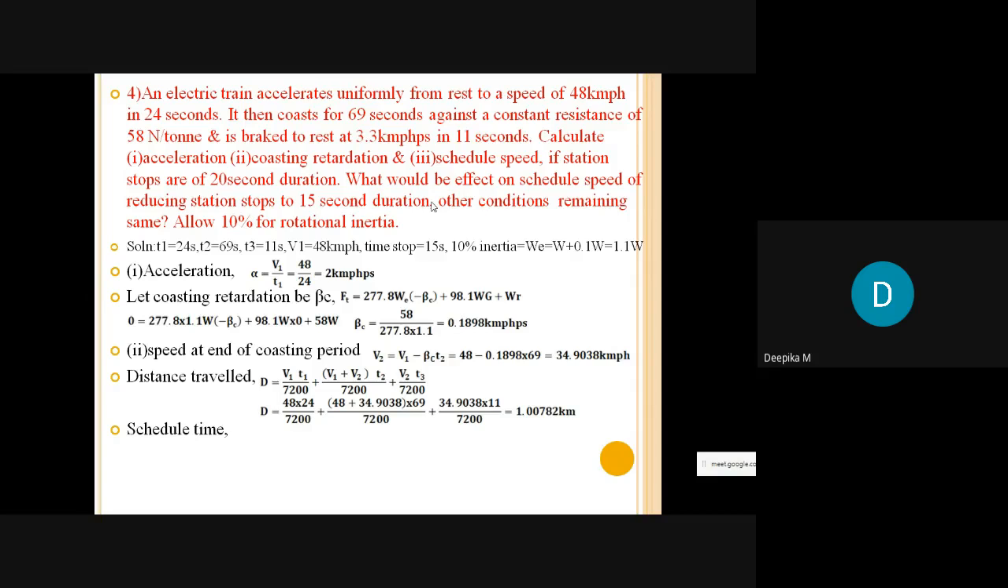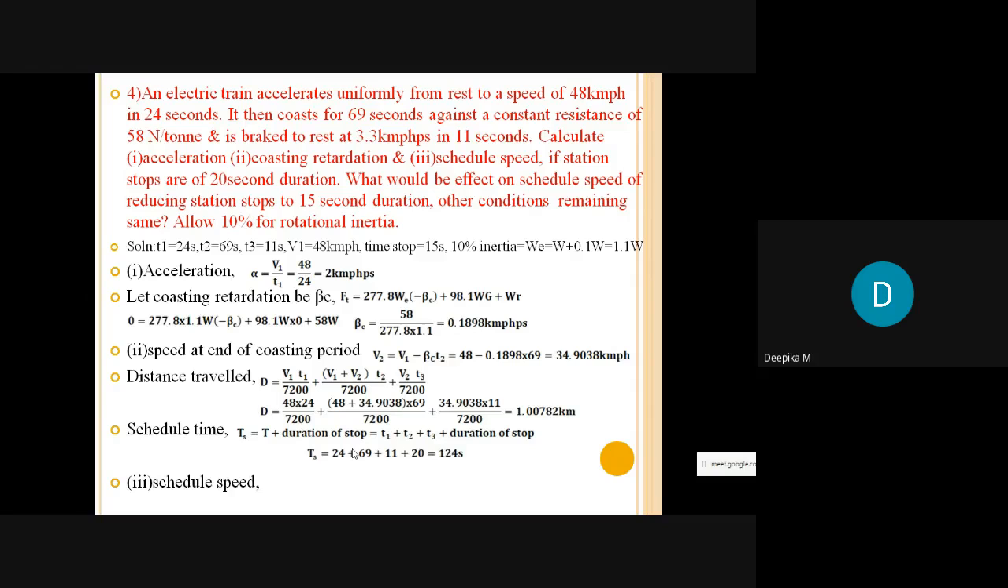And scheduled time. So what is the scheduled time? The scheduled time Ts is nothing but the time for run plus the duration of stop, that is stop time. The capital letter T is the time for run. The time for run is the time during acceleration, time for free run, and time for coasting period. If I sum all these three, I'll get the time for total run. Then this will give you the scheduled time, which is nothing but 124 seconds.